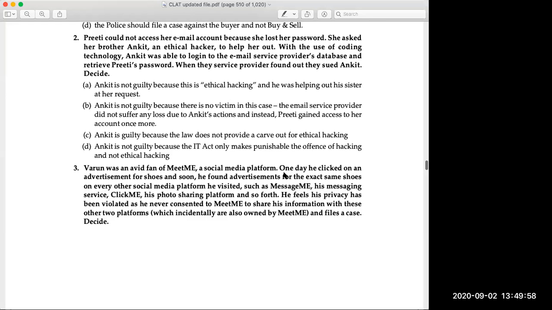So I think the answer is C. Ankit is guilty because the law does not provide a carve out for ethical hacking. And one more reason, I think B is not the answer because he hacked into the email service provider's company also. So I think there is a victim. The email service provider is a victim of whatever happened. And ethical hacking is still hacking. So obviously he is guilty.